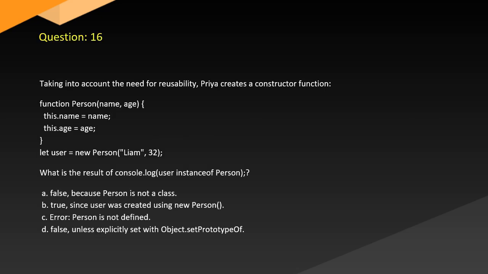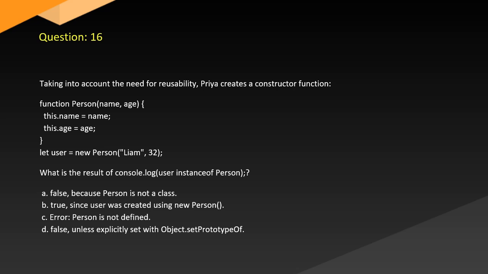Question 16. Taking into account the need for reusability, Priya creates a constructor function. function Person(name, age) { this.name = name; this.age = age; } let user = new Person('Liam', 32). What is the result of console.log(user instanceof Person)?